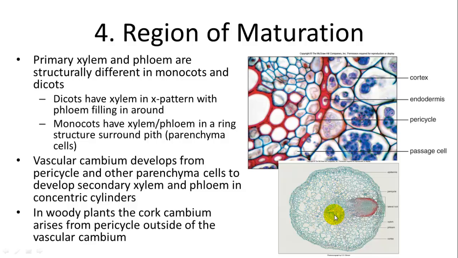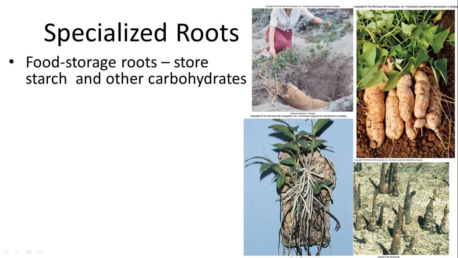In bundles, in rings, yeah. The vascular cambium develops then from the pericycle and other parenchyma cells to develop secondary xylem and phloem in concentric cylinders. So that's how it then grows outward from there. In woody plants, the cork cambium arises from the pericycle outside of the vascular cambium. That's only in the woody plants. All right, so those are the four different layers of the roots.